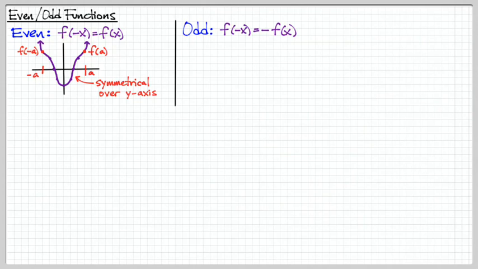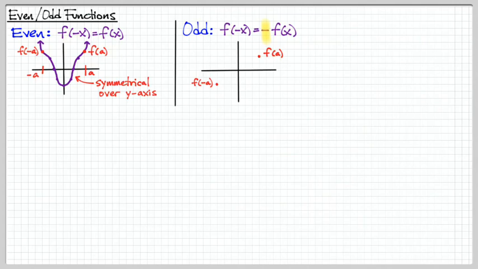An odd function is slightly different, a very, very subtle difference. The difference is right here, the negative sign. Everything else is the same. F of negative x is the opposite of f of x. What does this mean? Again, let's ignore this piece right here for now. Let's just look at f of a.